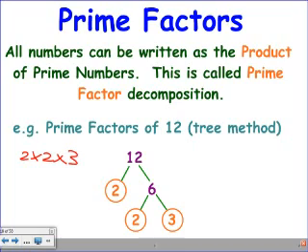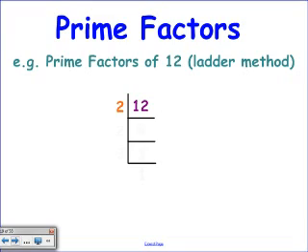So any number can be broken down into a series of prime numbers. Okay? Anybody use the ladder method at school? No? There is another method they teach at school called the ladder method, where you start off with your number 12 and you ask yourself, what can I divide 12 by? 2 goes into 12 6 times. What goes into 6?